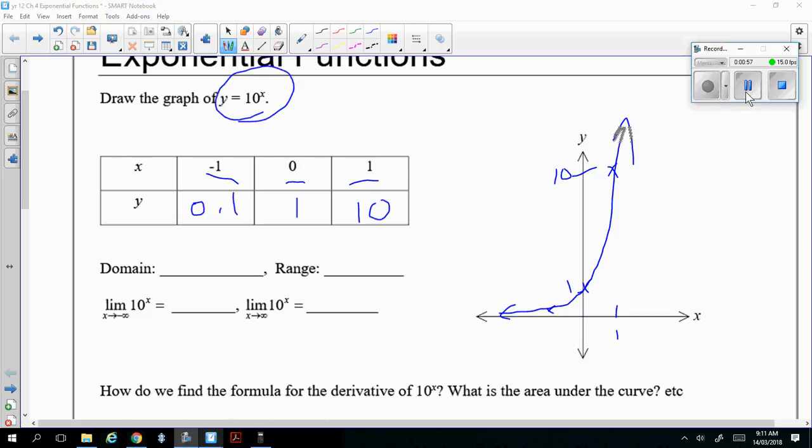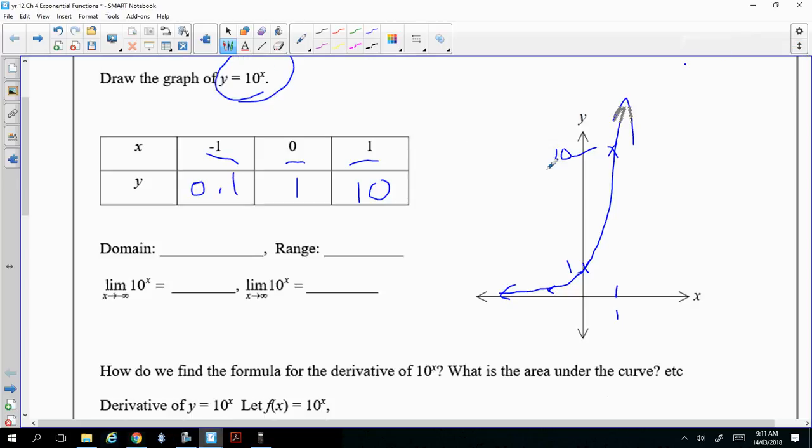Okay, what will be the domain of this function? All real x, good. And what's the range of the function? y is bigger than 0, good. And then furthermore, we can look at some limits. When x goes to -infinity, what does the function go towards? 0, good. When x goes to infinity, the function goes to infinity.